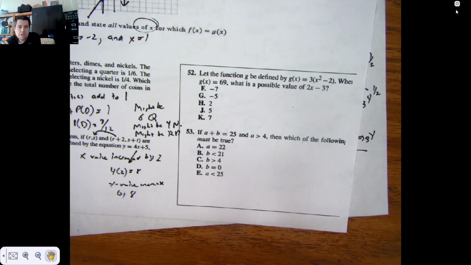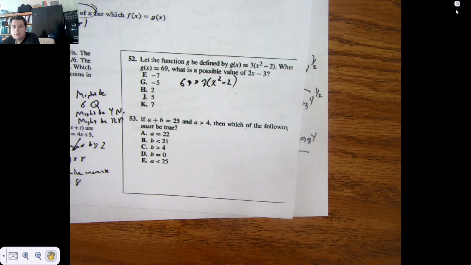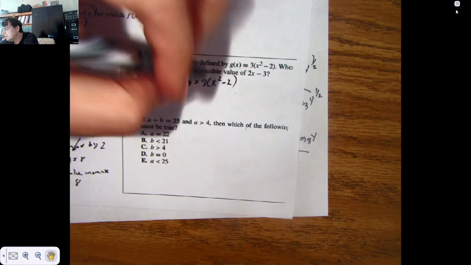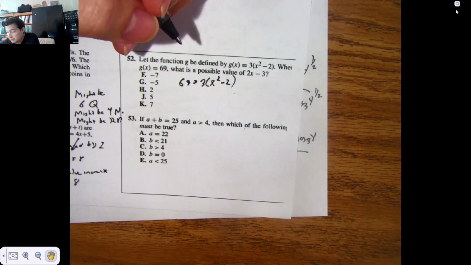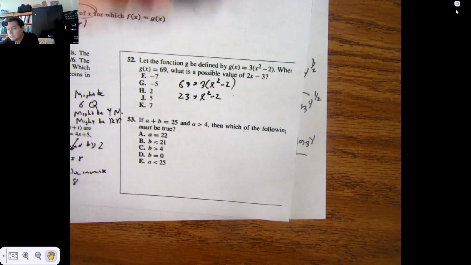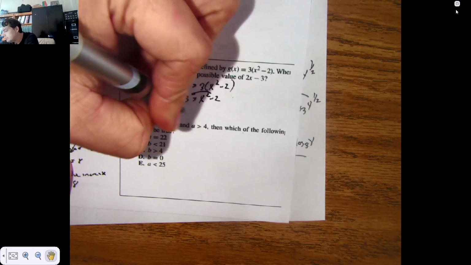52. Let the function g be defined by g of x as 3 times x squared minus 2. When g of x is 69, what is a possible value of 2x minus 3? Well, I'm going to set 69 equal to this thing. And they kind of cheated your way out of this one, where you can't just plug in numbers to some degree. I'm going to divide by 3, get 23. I'm going to add 2.